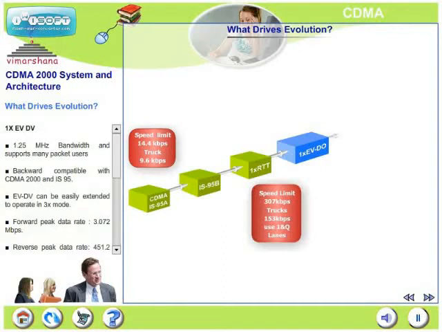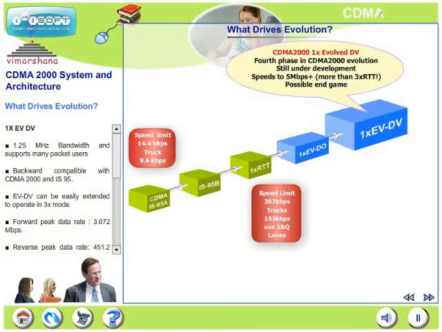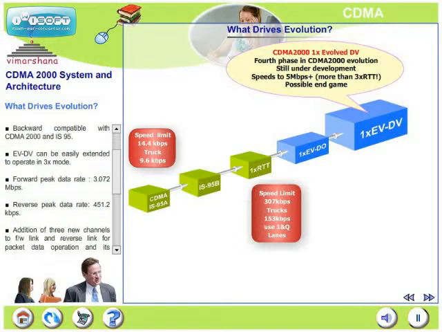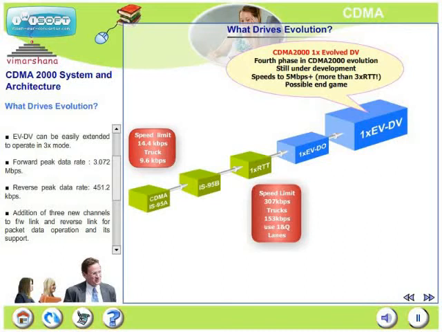The next evolution is 1x EVDO, evolution data and voice. The limitations that were found in EVDO have been removed in this evolution. 1.25 MHz bandwidth. It is backward compatible with CDMA 2000 and the other flavors. It can be easily extended to operate in 3x mode also. Forward data rate is 3.072 Mbps. Oh, this is even better than EVDO.